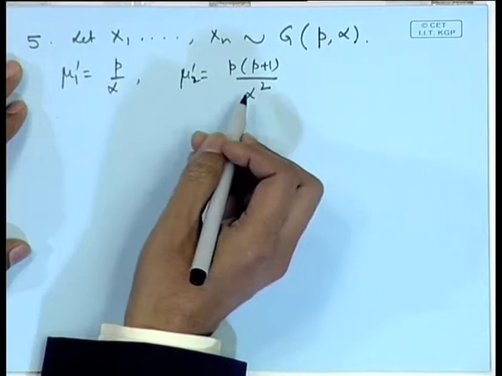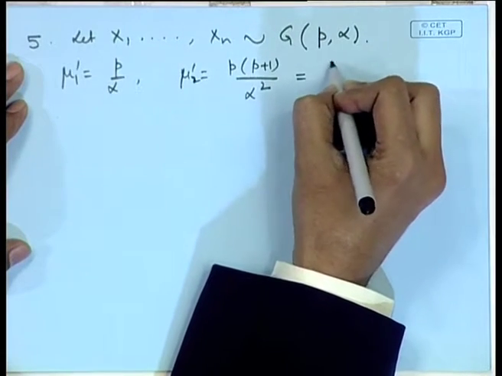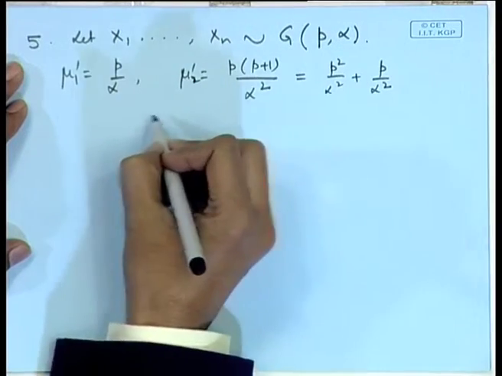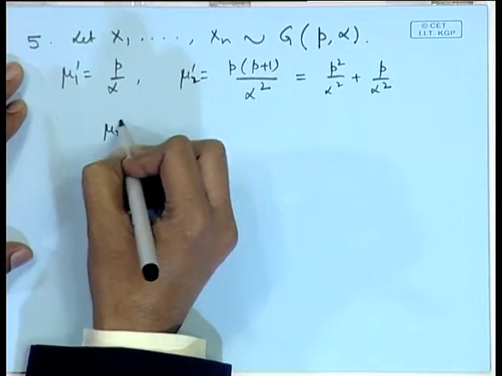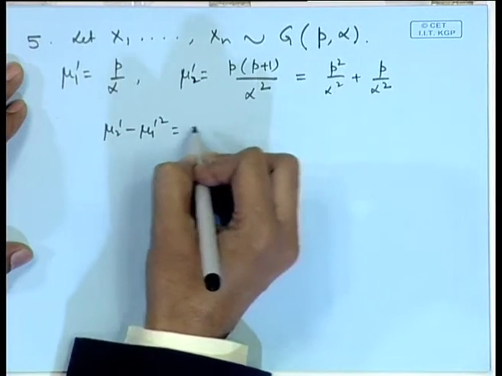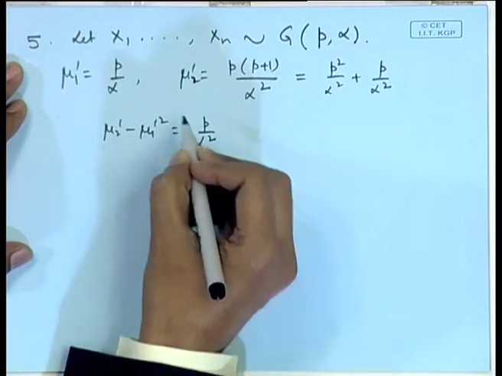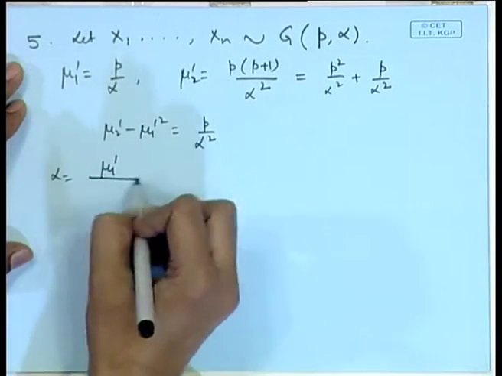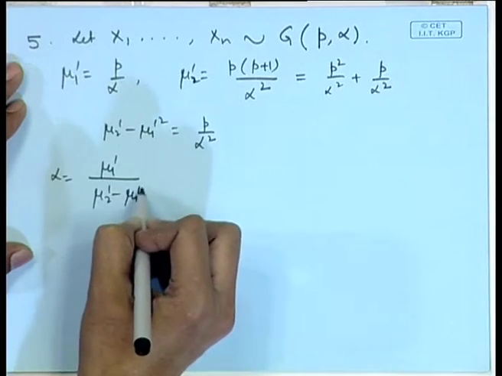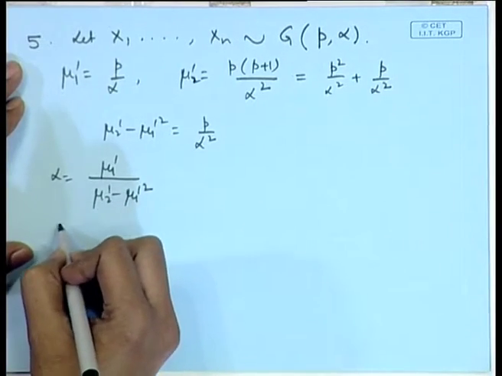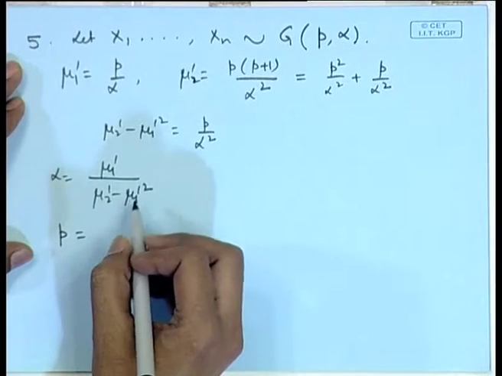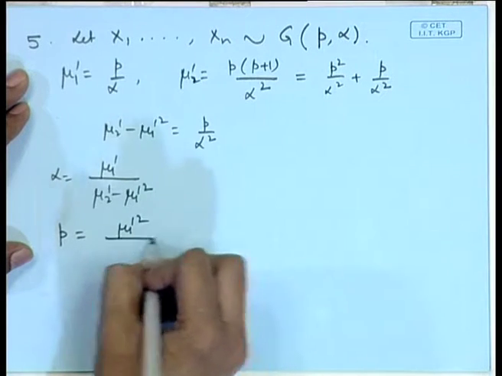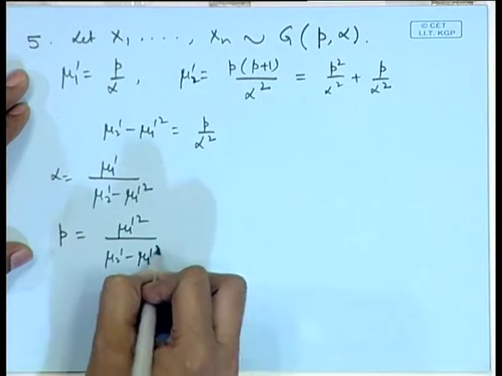So, once again, if you want to solve it, we will get it as p square by alpha square plus p by alpha square. So, mu 2 prime minus mu 1 prime square is equal to p by alpha square. Let us take the ratio here. So, alpha is equal to mu 1 prime by (mu 2 prime minus mu 1 prime square), and therefore, p is equal to mu 1 prime square by (mu 2 prime minus mu 1 prime square).